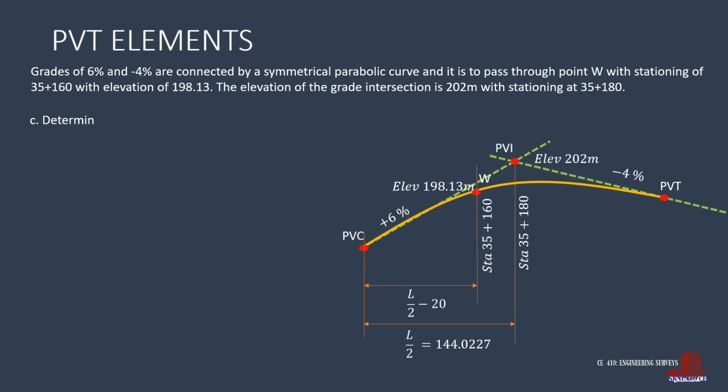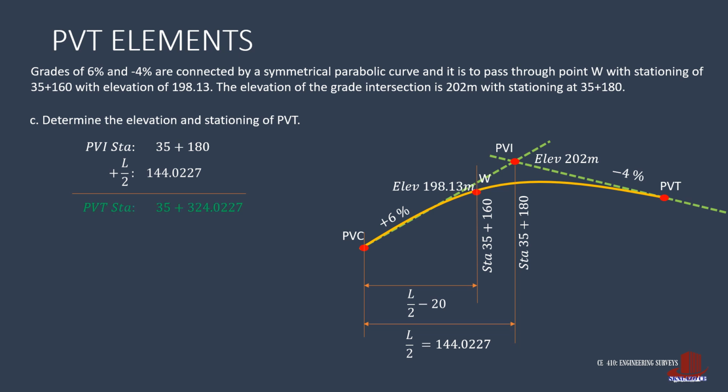The computation for the location of PVT is also similar. For stationing, take PVI at 35+180, then add half of the curve's length, which is 144.0227 meters, to get the station of PVT as 35+324.0227. Then for its elevation, compute the vertical distance of the 2 points from the grade.